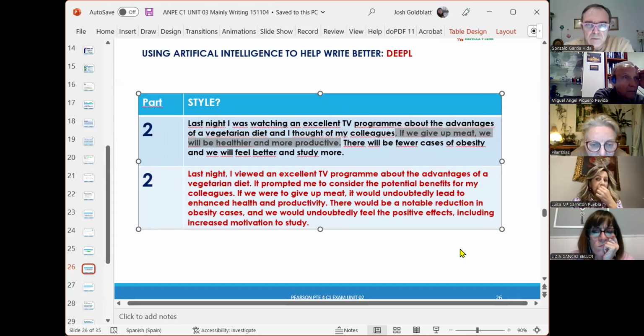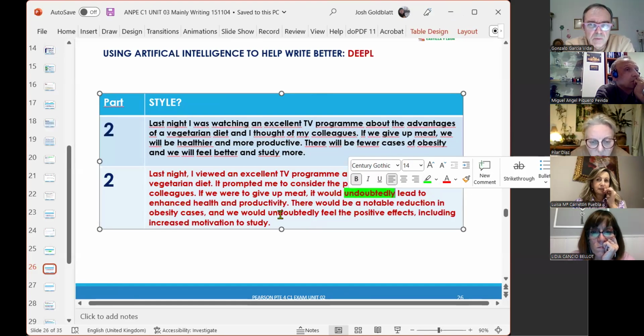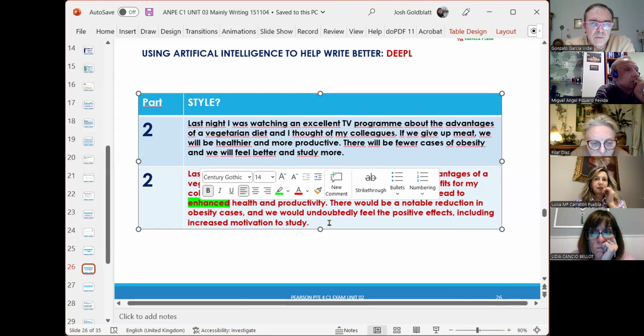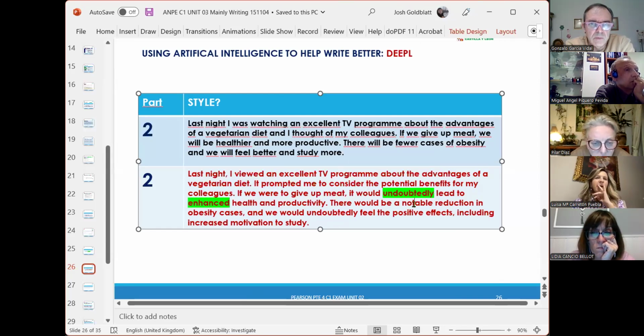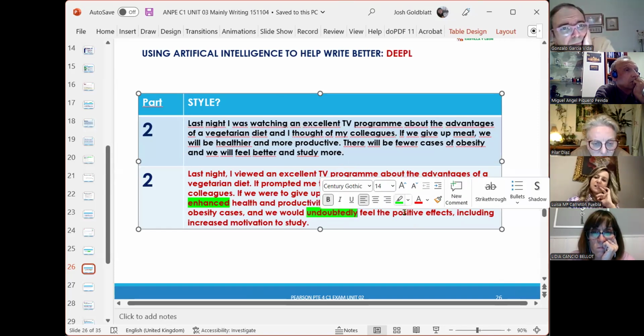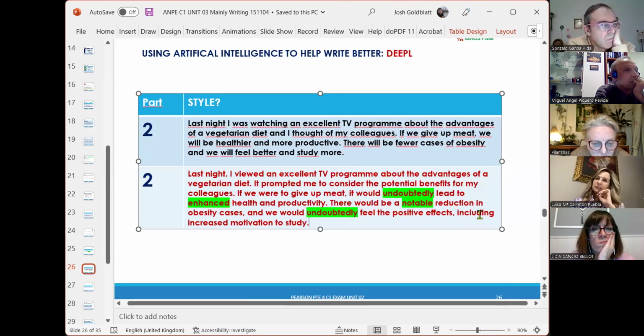future conditional. If we give up meat, we will be healthier. They are using third conditional. Okay? If we were to give up meat, it would undoubtedly lead to enhanced health and productivity. So you've got a couple of words here which might be very useful. Enhanced. Okay? There would be a notable, again, adjectives, reduction in obesity cases, and we would, again, undoubtedly feel the positive effects.